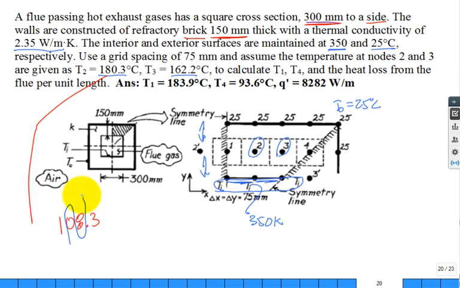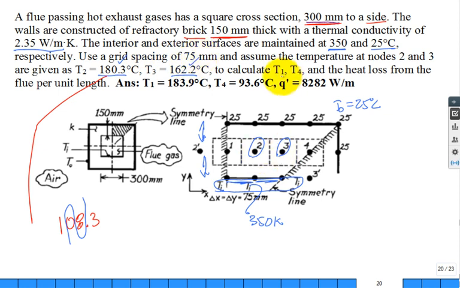Typo. Can you believe that? It took me a while to figure out why this won't work. Then you back it up, and you find out, oh, that's the error. Anyway, this number will work, and that number will work. So they give you those two temperatures.